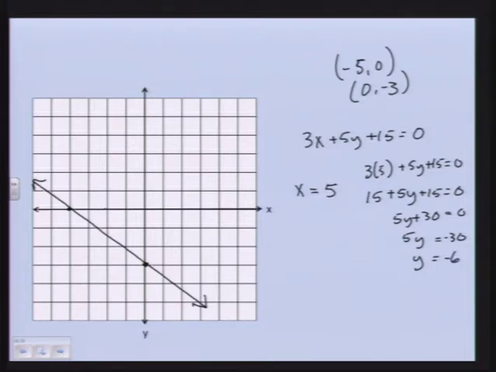Let's see what that point looks like. Go over to the right 5 from the origin. 1, 2, 3, 4, 5, and then down 6. 1, 2, 3, 4, 5, 6. That looks like it's on the line, doesn't it?